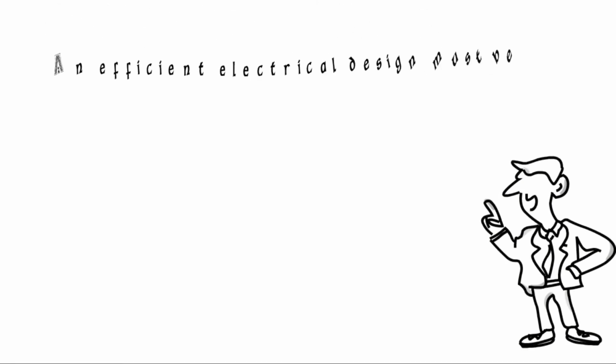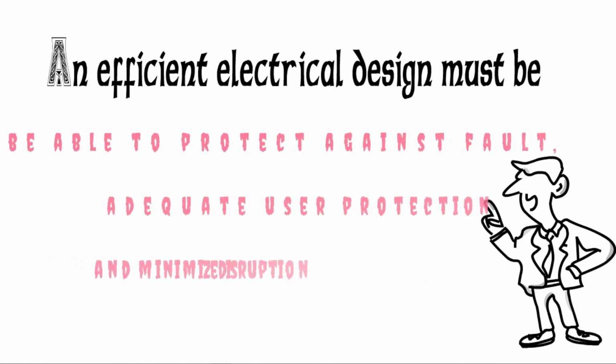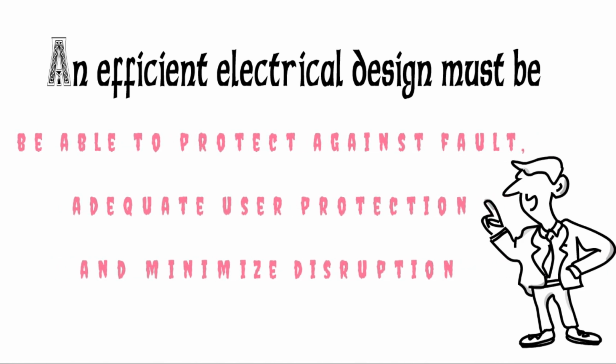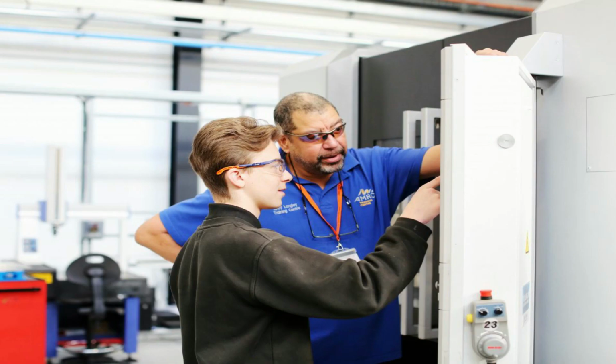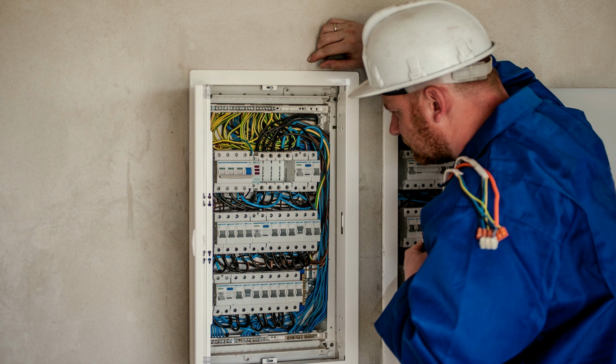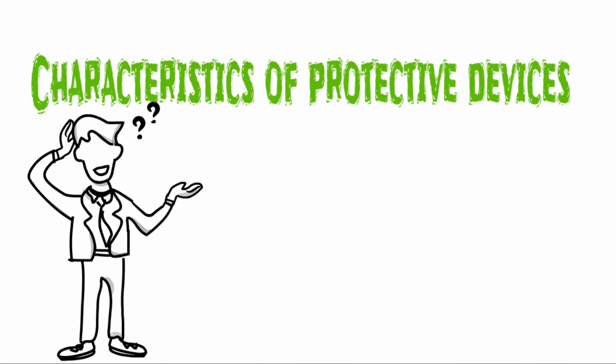This implies an efficient design must be able to protect against fault, provide adequate personnel protection, and minimize disruption. Critical understanding of these devices, their operations, and strategies is thus required because of the position they hold. Based on this, any protective device to be incorporated in our project must have the following technical characteristics.